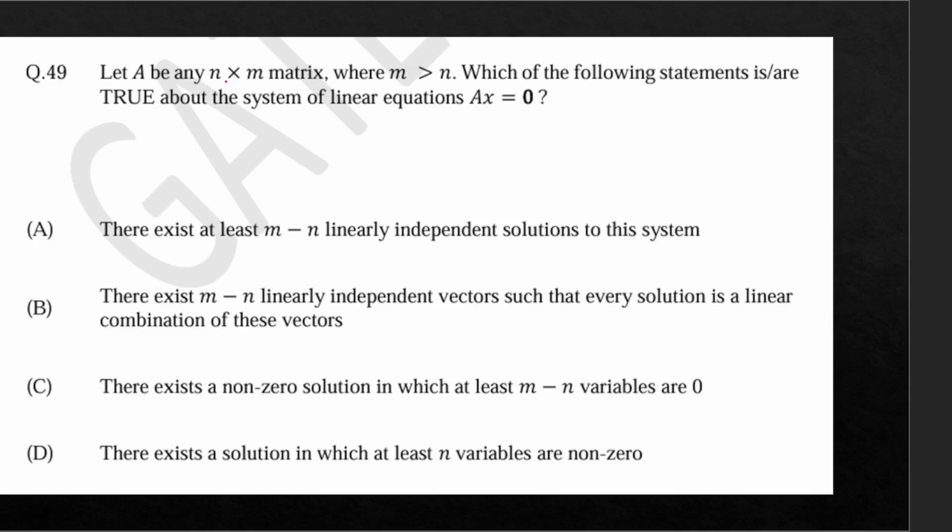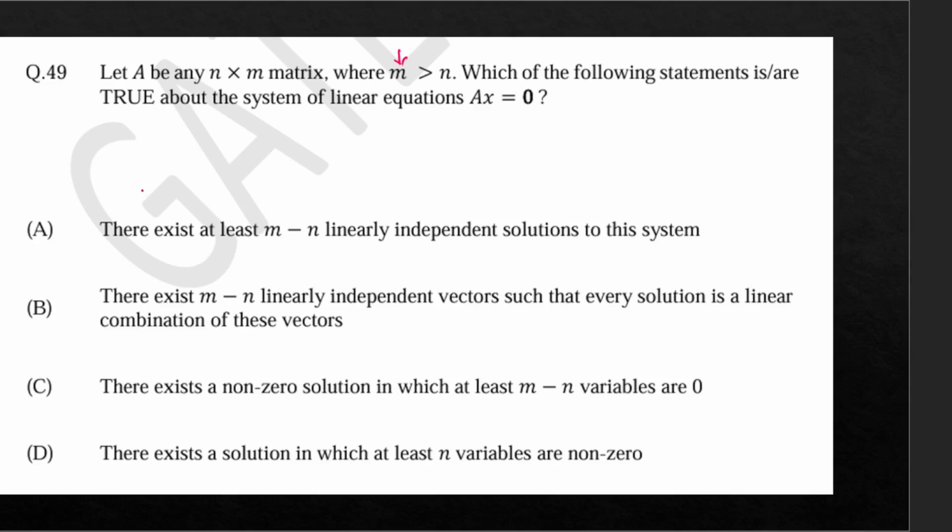Let A be any n into m matrix where m is greater than n. Which of the following statements is/are true about the system of linear equations Ax equals 0? Okay, so the first option is given. There exist at least m minus n linearly independent solutions to this system.